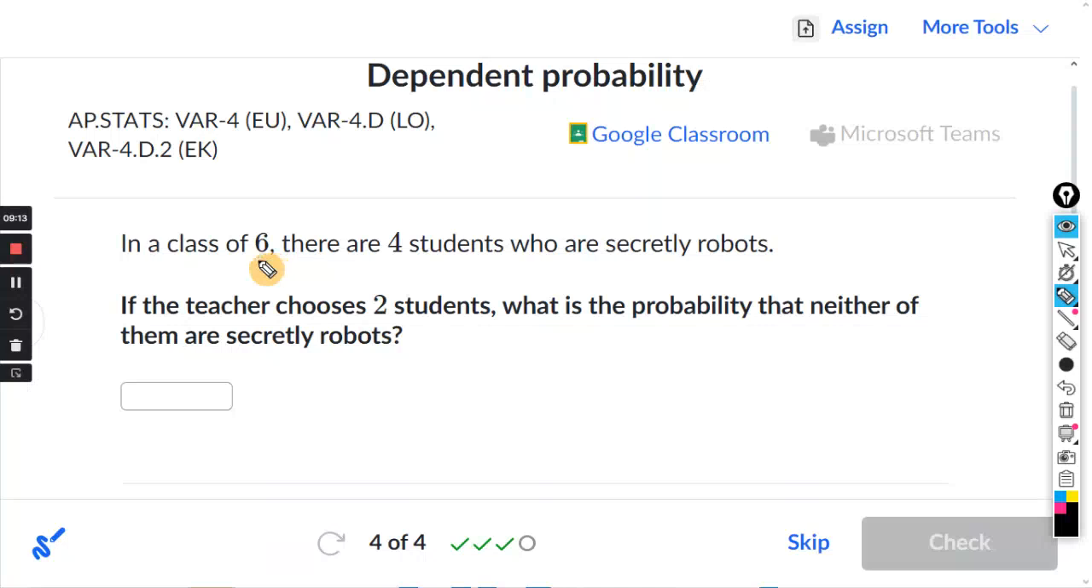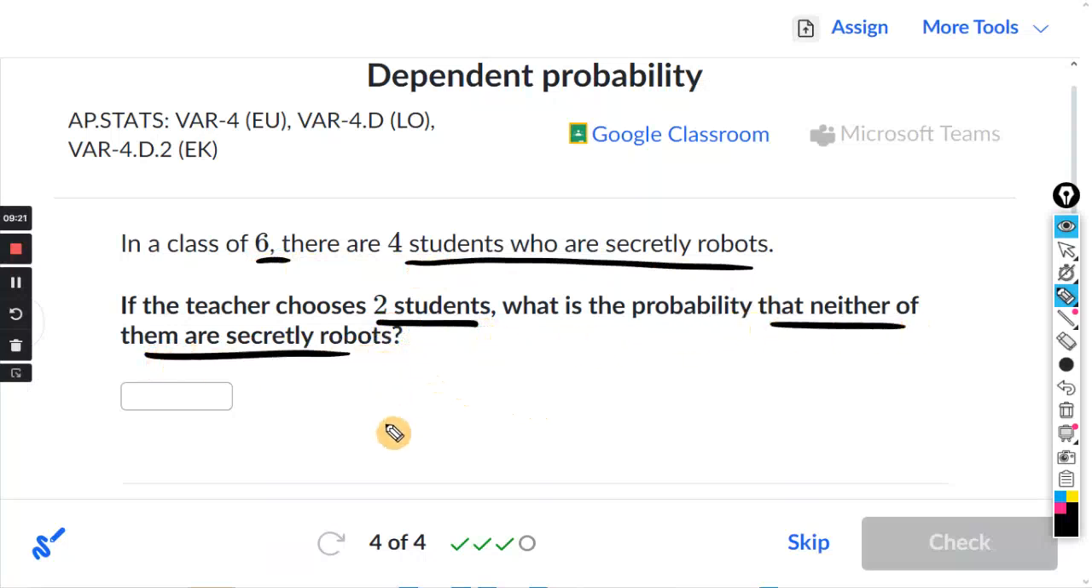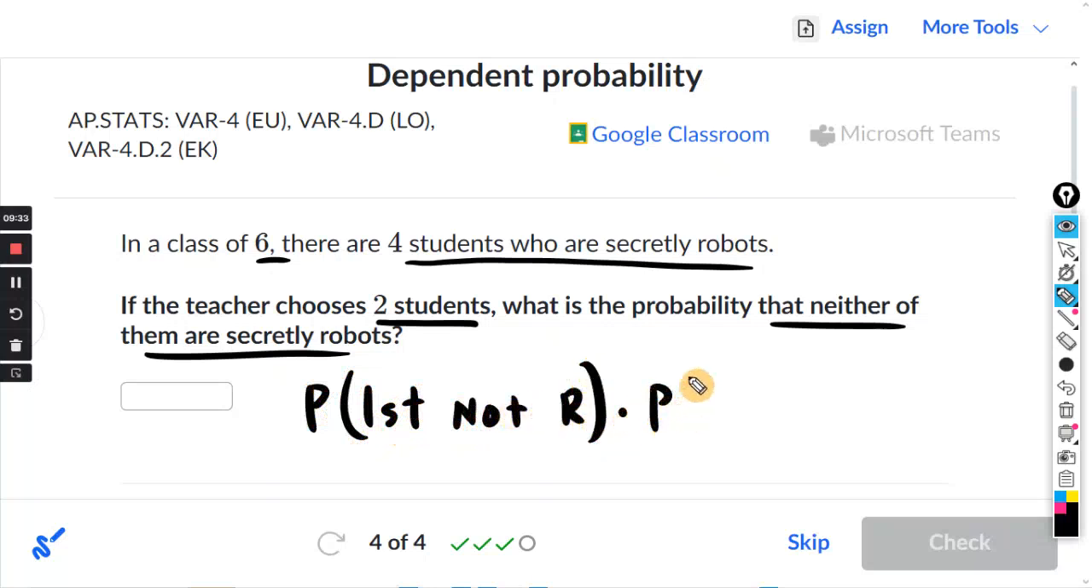All right, in a class of 6, 4 students are secretly robots. If the teacher chooses 2, what is the probability that neither of them are robots? All right, so the probability that the first kid is not a robot, and then the probability that the second student is not a robot.